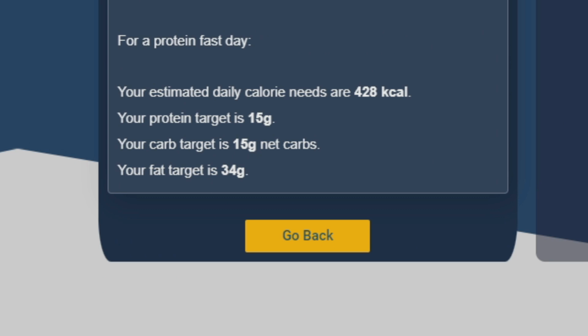Now, these calculations are actually from Dr. Mercola, who went into great detail in his book called Keto Fast, which is a high recommendation from me. Get the book to really understand how to optimize your fast. And this is sort of a very, very small version of this, and I wanted to make it very easy for people to understand what their intake on a protein fast day would actually have to be. For this example, the daily estimated calorie needs are 428 calories.